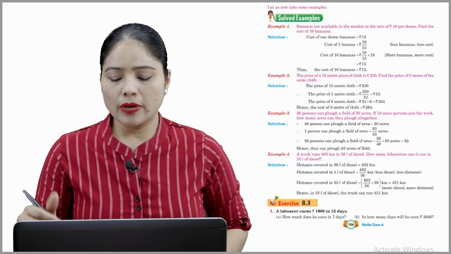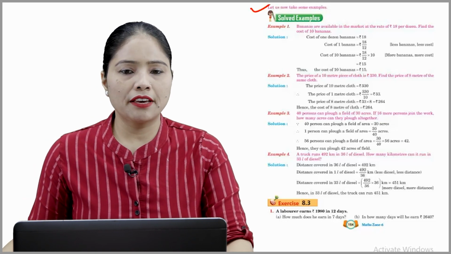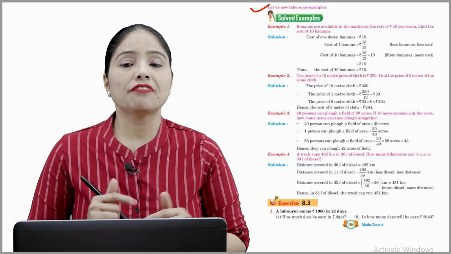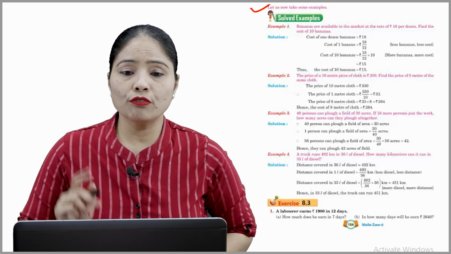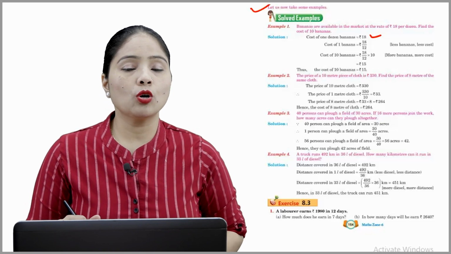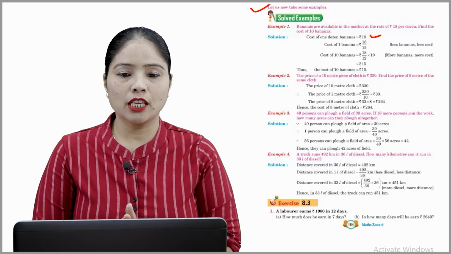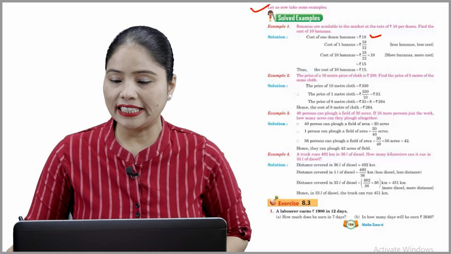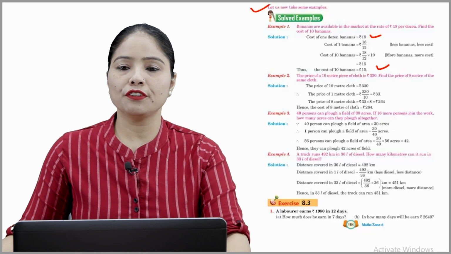Let's now take some examples. Solve examples. Example number 1. Bananas are available in the market at the rate of rupees 18 per dozen. Okay. Then find the cost of 10 bananas. Solution. Cost of 1 dozen bananas is 18 rupees. So the cost of 1 banana will be, just divide by 12. Now cost of 10 bananas will be 18 divided by 12 into 10, that is 15. Okay. So the cost of 10 bananas is equal to 15 rupees.